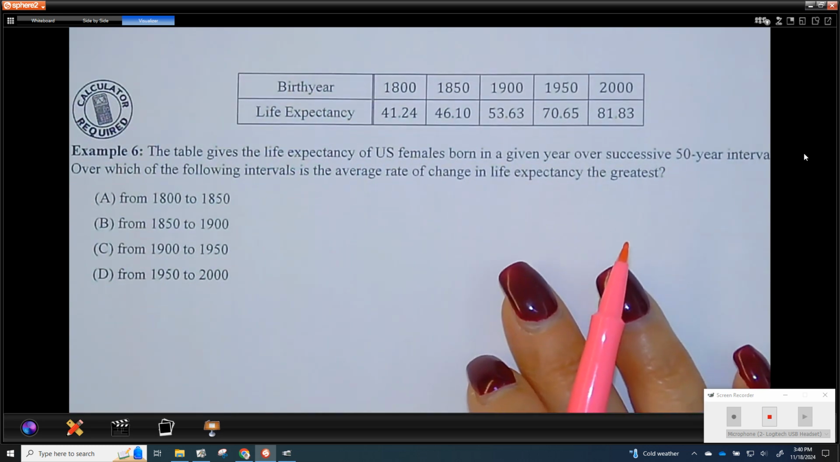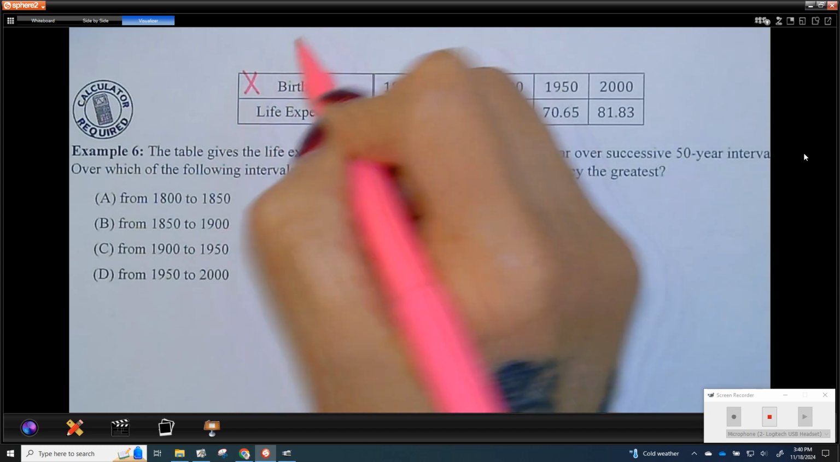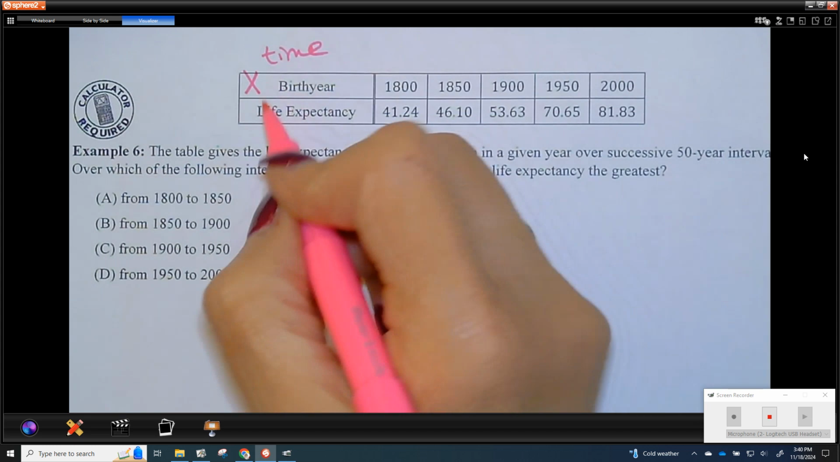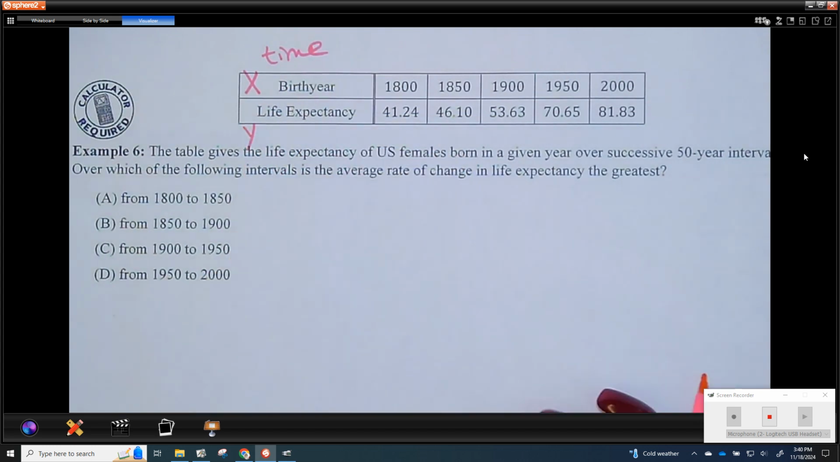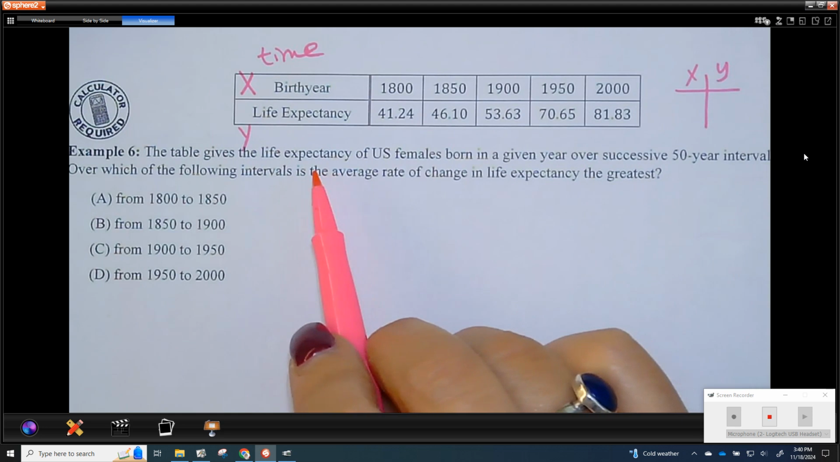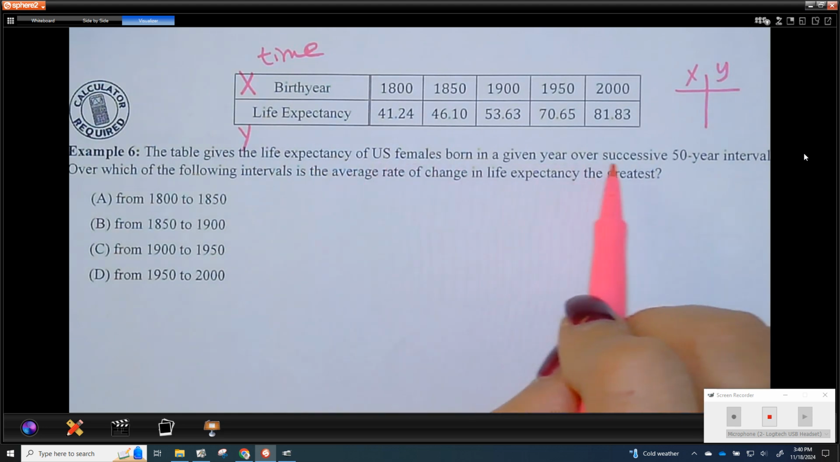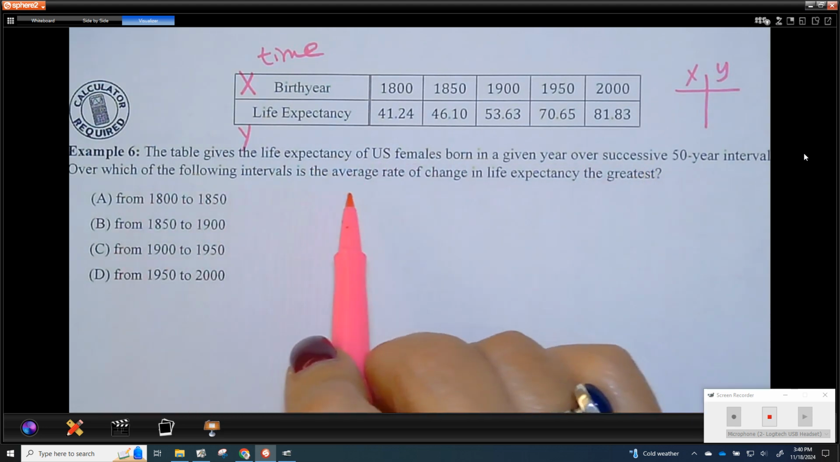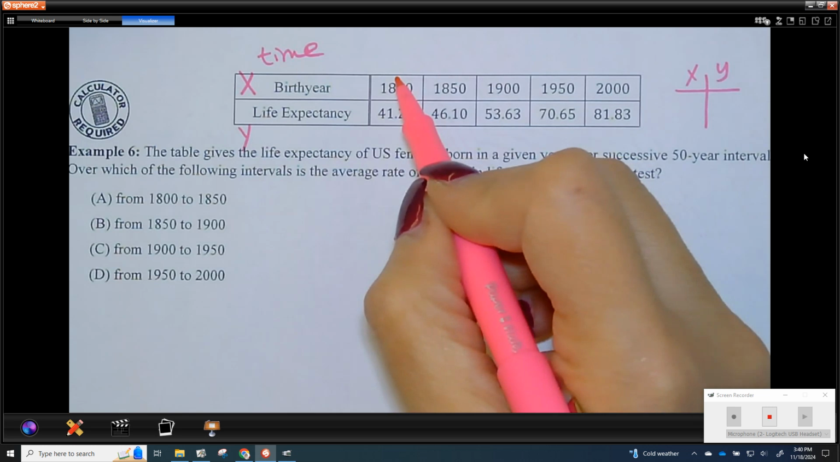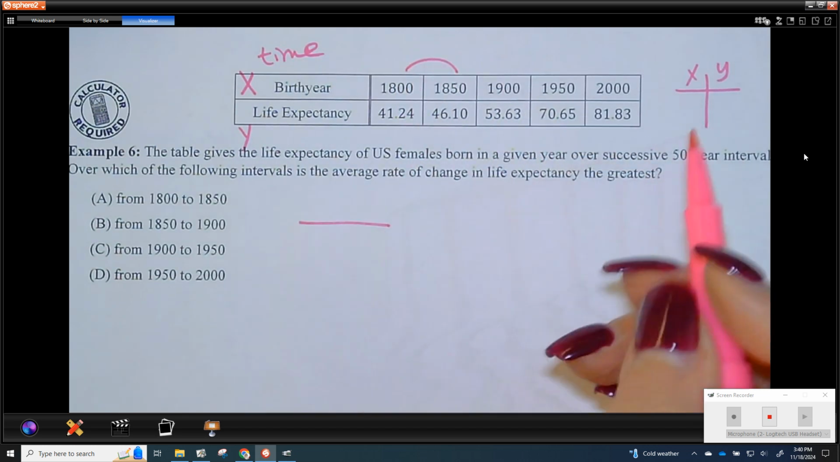Looking at these, remember that time is always X. That's your independent variable, that's your input. Your Y is the other variable. Usually in tables, X is first, or if you have a table like this, it's usually XY. The table gives the life expectancy of females born in a given year. In which of the following intervals is the rate of change the greatest? So we have to find all the rates of change. So the first one's from 1800 to 1850. So we have 2 points.